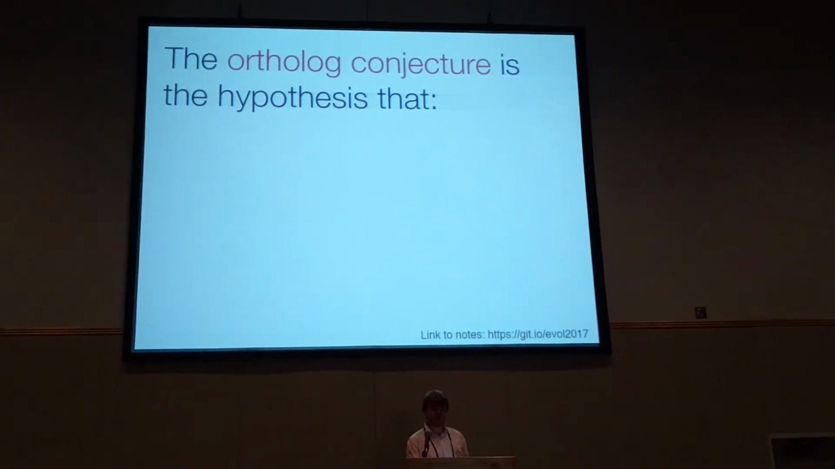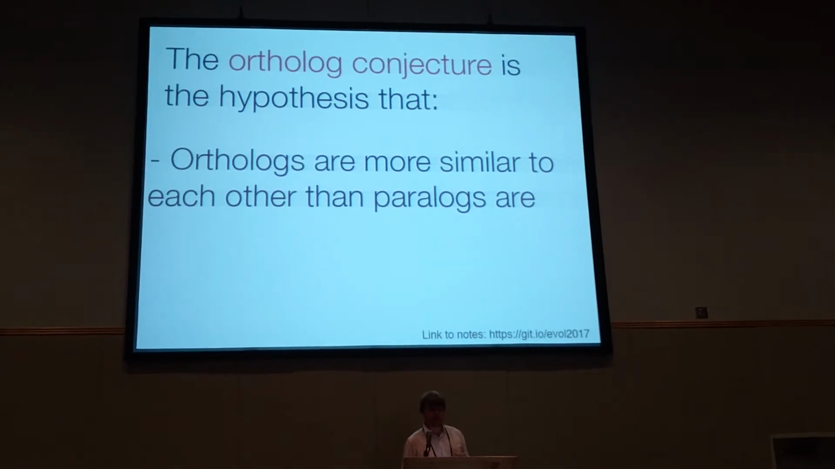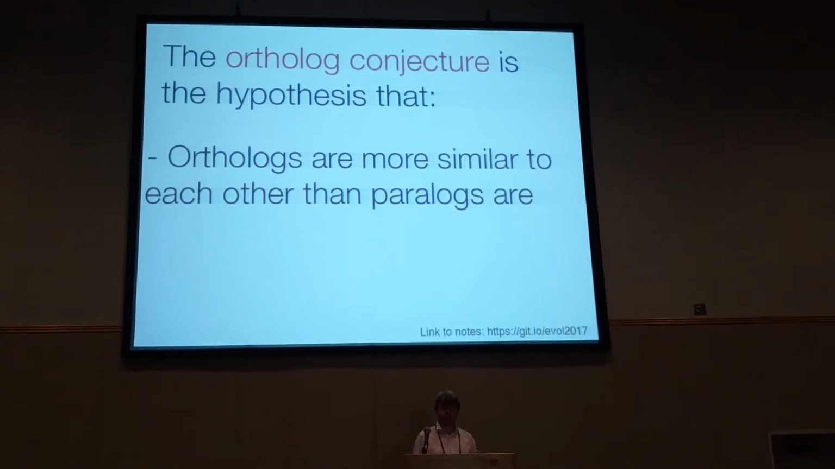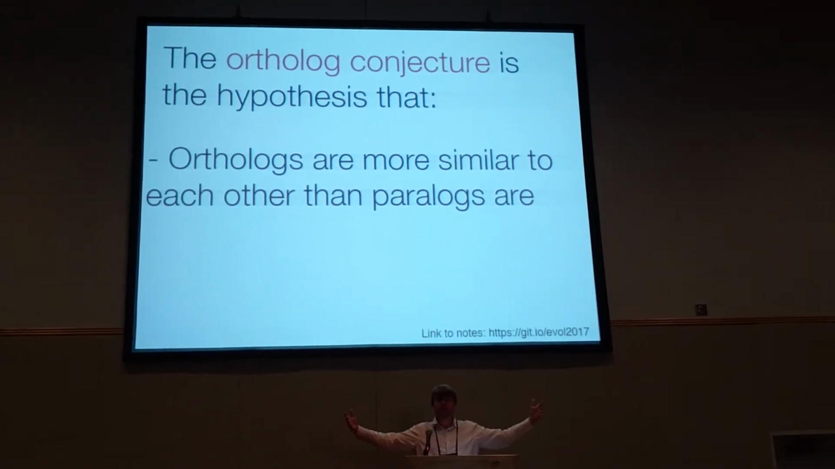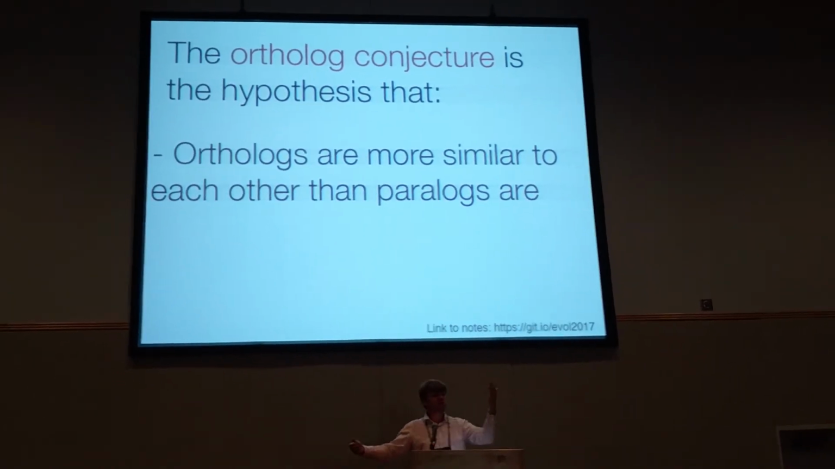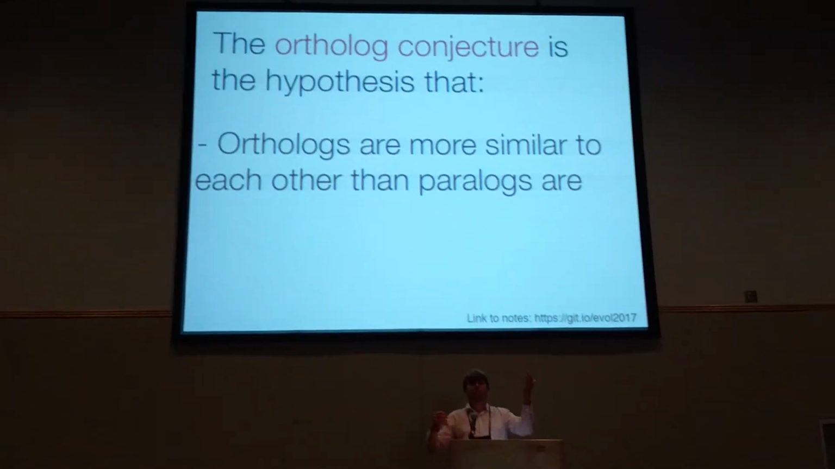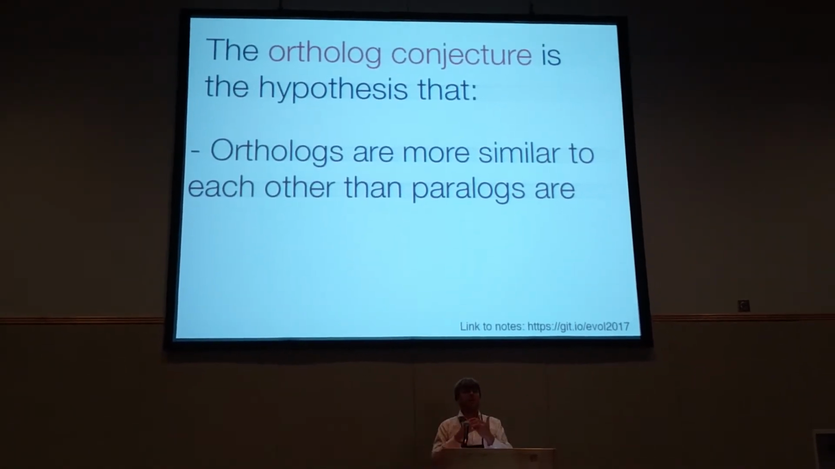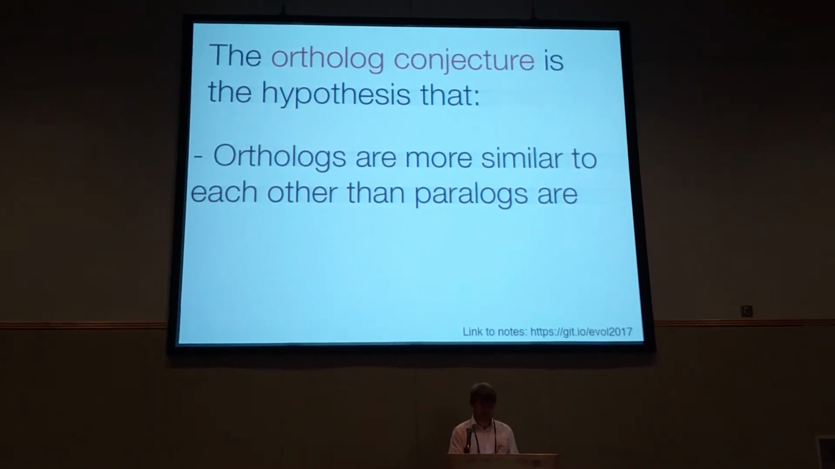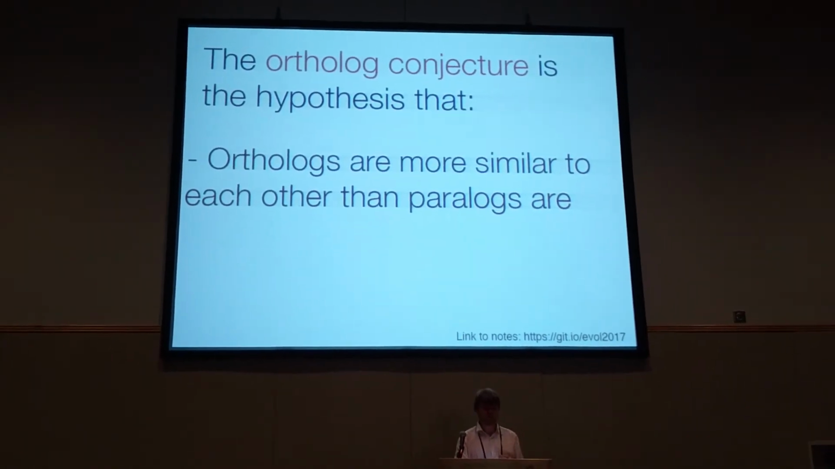The ortholog conjecture is the hypothesis that orthologs are more similar to each other than paralogs are. So the expectation is that if you have a set of homologs and you pick one gene in there that you know a lot about, the orthologs to that gene are going to be more similar functionally than the paralogs to that gene within that same tree. That's a description of a pattern.